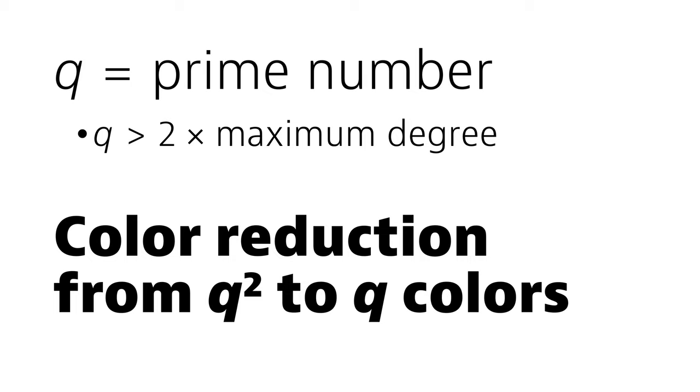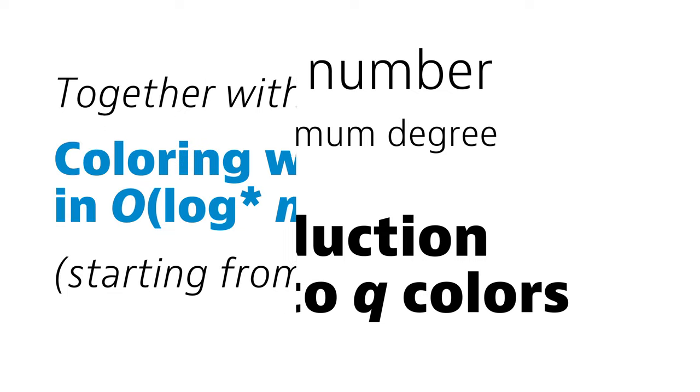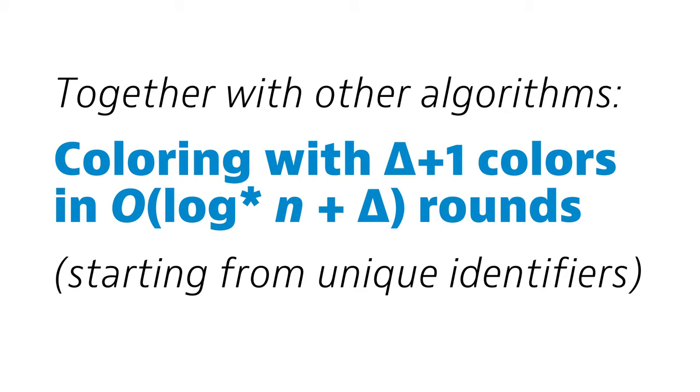Pick any prime number Q that is more than 2 times the maximum number of neighbors. And in Q rounds, you can turn a coloring with Q squared colors into a coloring with only Q colors. And if you combine this with the other building blocks that we have in this week's course material, we will get an algorithm that finds a coloring with delta plus 1 colors in any graph of maximum degree delta, and the running time is order of log star n plus delta.